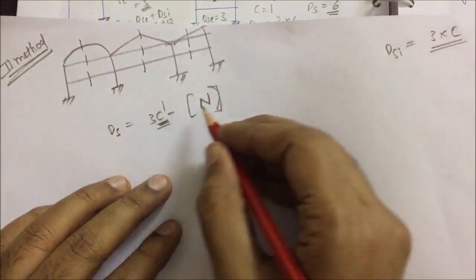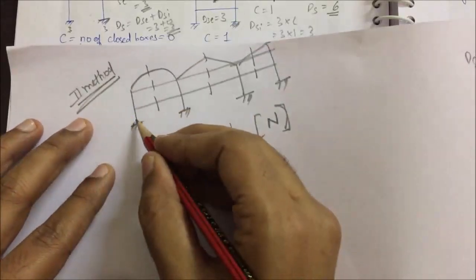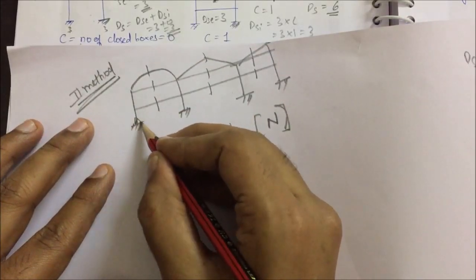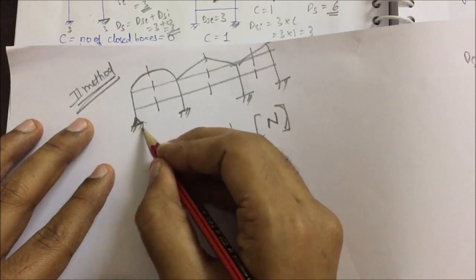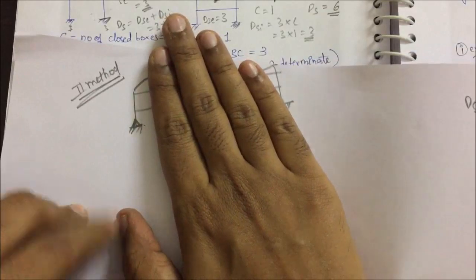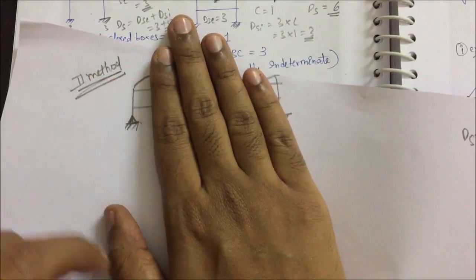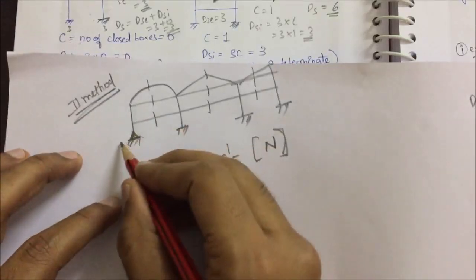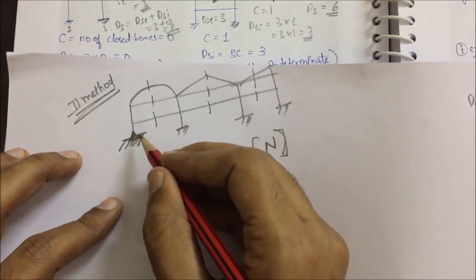So, 3C' minus n, the number of reactions unnecessarily added. What does this mean? For example, if there was a pin support instead of a fixed support, what will happen? This can't be a cantilever, right? See, you have cut the frames. Now this is not a cantilever because it is free to move. So what are we doing? First we are making the pin support a fixed support. In case there was a pin support, you have to make it a fixed support.